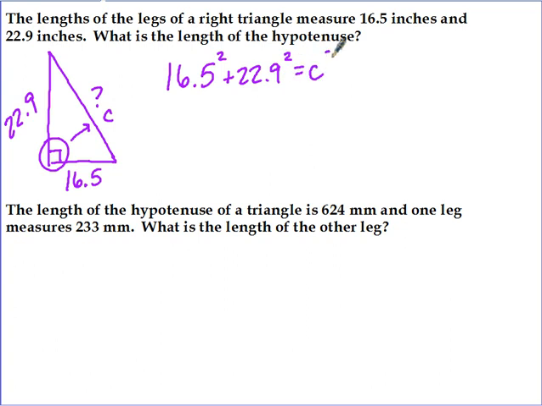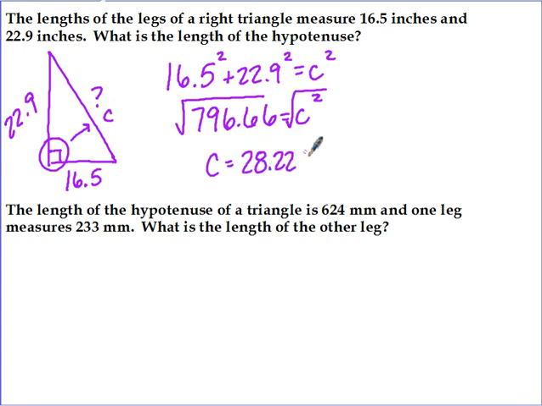So when I plug this left side into the calculator, I get 796.66. And again, I didn't round anything yet. Now I'll take the square root of both sides, and I get that C is 28.225, and so on. So I will round that to just 28.2. Oh, and my units are inches. So again, we're just rounding to one decimal place. That 2 will not make that 2 move up, so it stays as a 2.